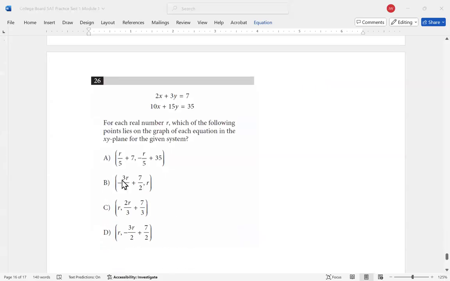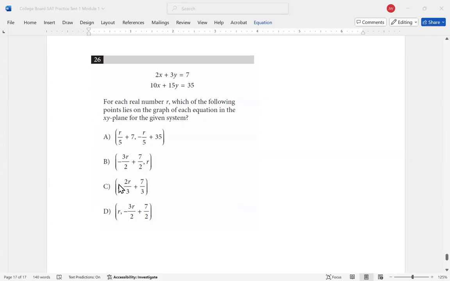Let's look at question 26. It says, for each real number r, which of the following points lies on the graph of each equation in the xy plane for the given system? Now, this one is a little bit more difficult, but it's not crazy. There's one thing you can look at.